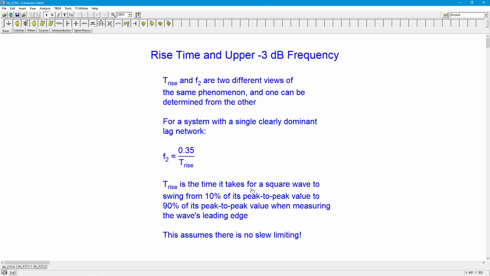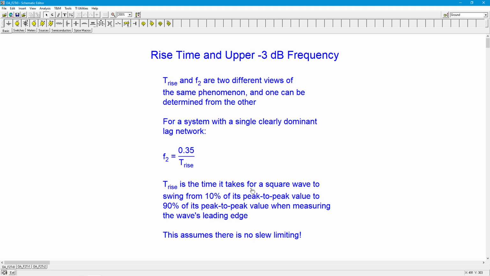If you have a single clearly dominant lag network, which would be the case in your average run-of-the-mill op-amp circuit, then the F2 can be found as 0.35 divided by the rise time. The rise time, in turn, is defined as the amount of time it takes for the signal to swing from 10% of its peak-to-peak value up to 90% of its peak-to-peak value.